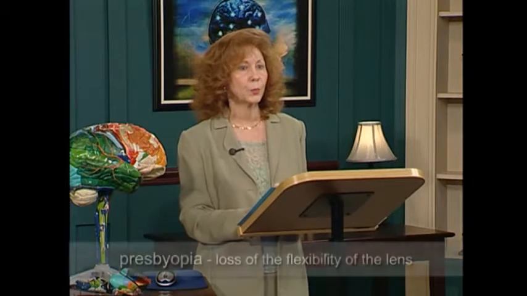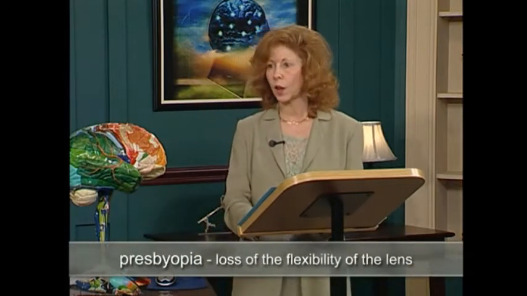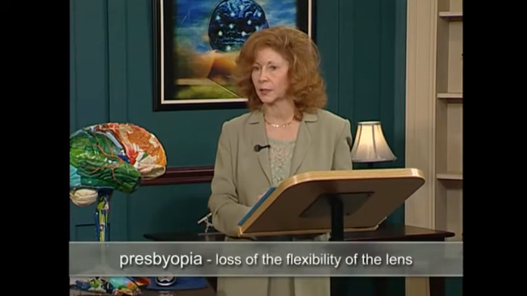Another disorder which commonly occurs with aging is presbyopia, and this is a loss of the flexibility of the lens. So our lens is an incredible structure. It's very, very flexible, particularly when we're young. And one of the things that the lens does is it allows us to look at different distances. So if I look at a distant object, my lens actually flattens. And then if I look immediately at something close to my face, then the lens rounds up. So it's a very flexible structure.